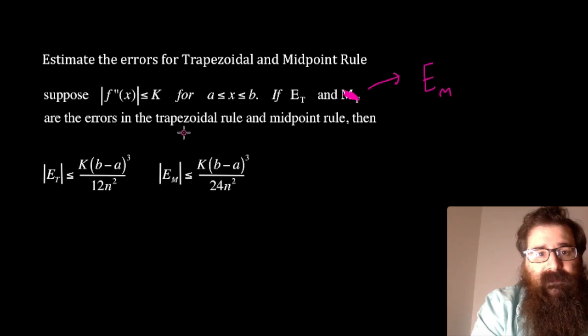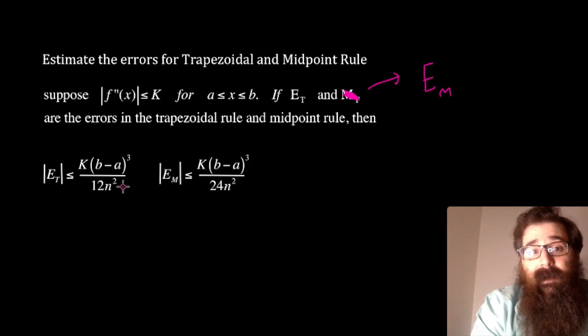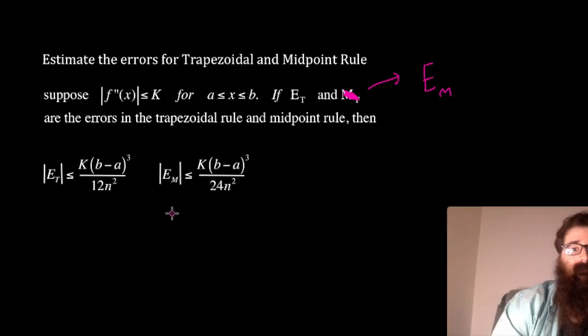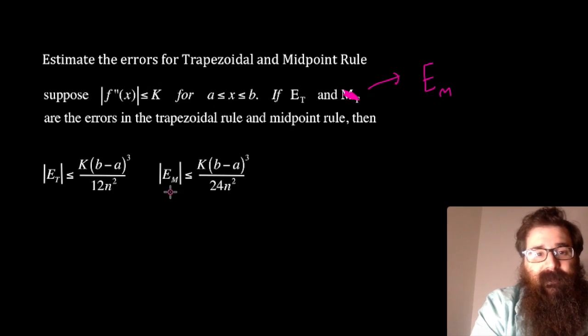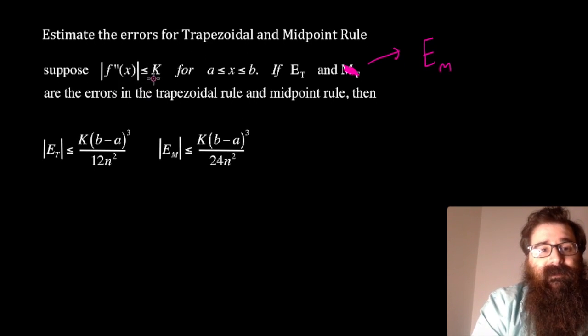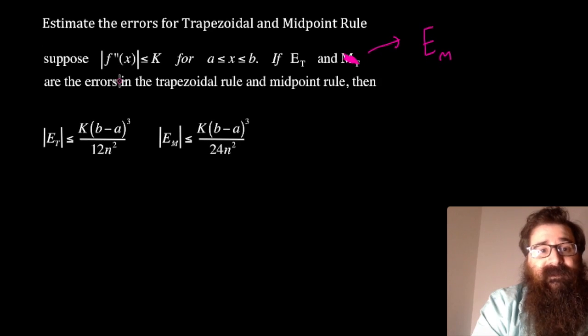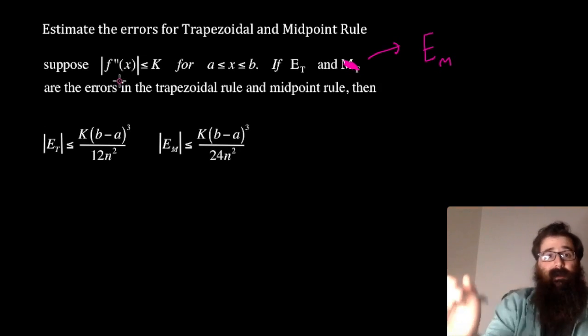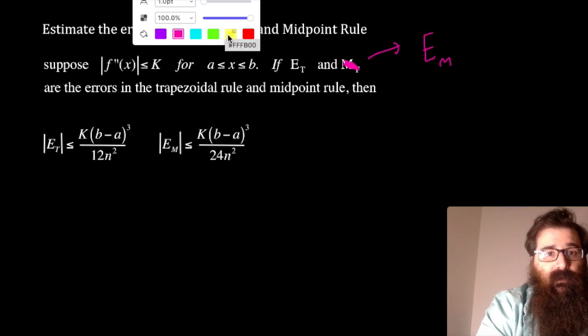Errors associated with trapezoidal rule and midpoint rule are given by, here, the absolute value of the error associated with trapezoidal rule is less than or equal to k times b minus a quantity cubed divided by 12n squared. And then the error in absolute value associated with midpoint rule is less than or equal to k times b minus a quantity cubed divided by 24n squared. So the very first thing that I need to do is I have to find k. And k is some sort of upper bound that we get on the second order derivative. Okay, so that sounds kind of crazy, but let's see what we can do with this.